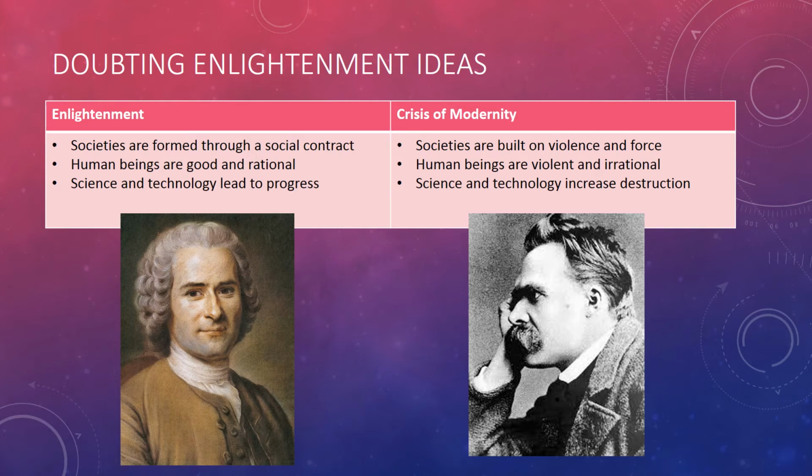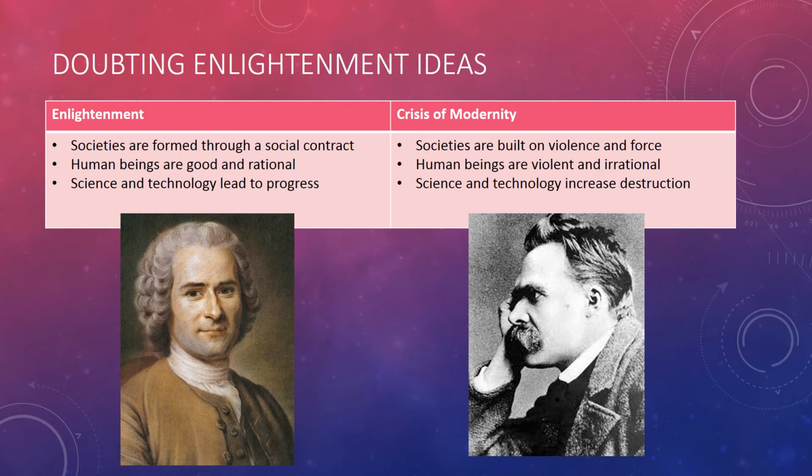on the left. On the other hand, the thinkers during the Crisis of Modernity started to have a much darker view of humanity. They argued that societies were not based on an agreement, but were rather built on force and violence. They argued that human beings were essentially violent and irrational, that we weren't this good, rational creature that the Enlightenment said we were. We were a lot more like most other animals. And that science and technology actually serve only to increase humanity's ability to destroy.